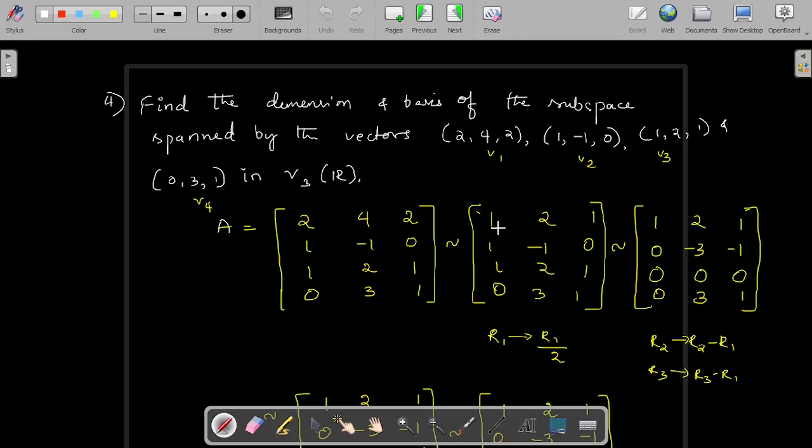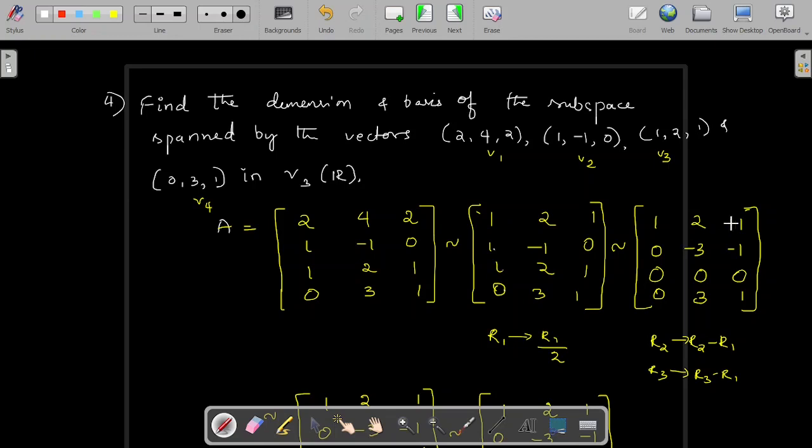Next, below the first non-zero entry of the first row, all entries must be 0. This is 0, but these two are not 0. Therefore, you have to apply the elementary operation. R2 changes to R2 minus R1, so in that case, 1 minus 1 becomes 0. R3 changes to R3 minus R1.